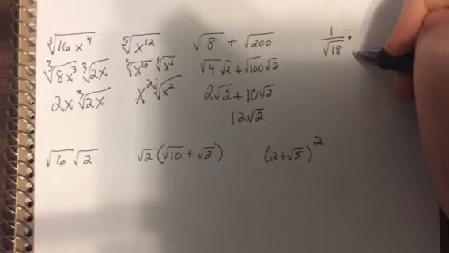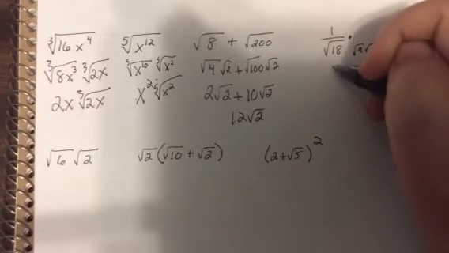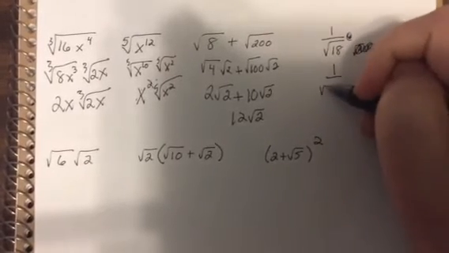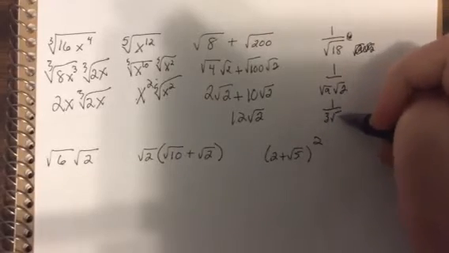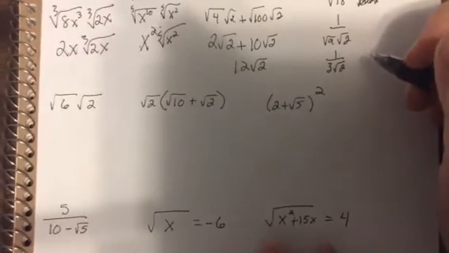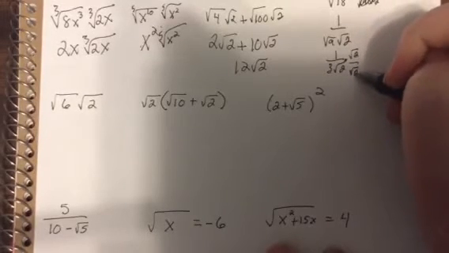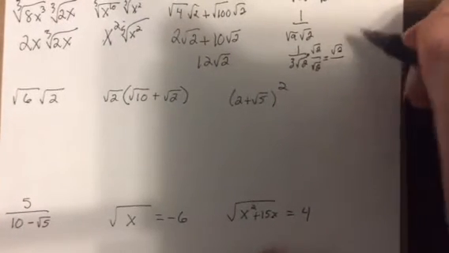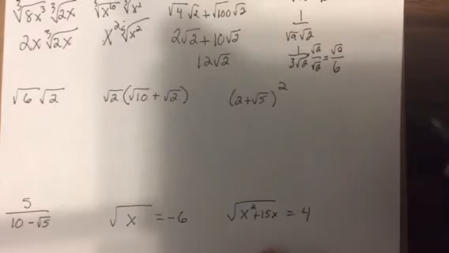Now this one, you don't have to do this step, but I always like to simplify this. So this would be square root of 9, square root of 2. So this is 1 over 3 square root of 2. So all we need to multiply by is square root of 2. So we get square root of 2 over 3 times square root of 4. Square root of 4 is 2, so it'd be 6.